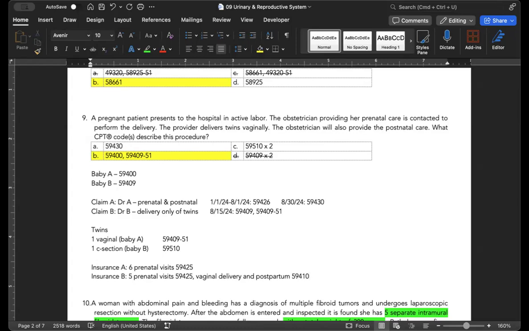So you wouldn't be able to bill a global package for insurance B because they didn't do, well, no, I guess you could. Hang on. Okay, let's make this simpler. 2 prenatal visits would be 2 E&M codes. And then your vaginal delivery and postpartum would be 59410. If you did, yeah, okay. Let me back that up. If you had 5 prenatal visits, you would still bill it out like this because you didn't do all of it, so you can't bill a global package. So you would still have to break it out like that. I confused myself on that one for a second. Sorry if I confused you too.